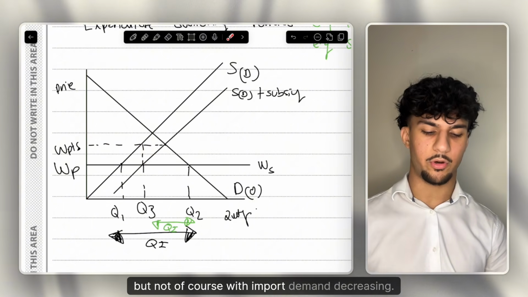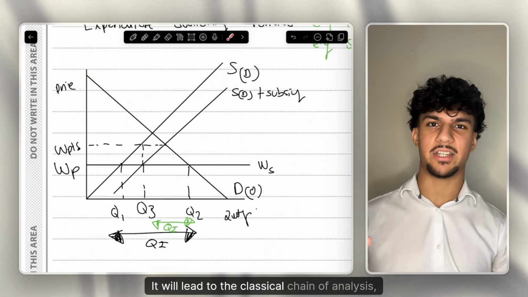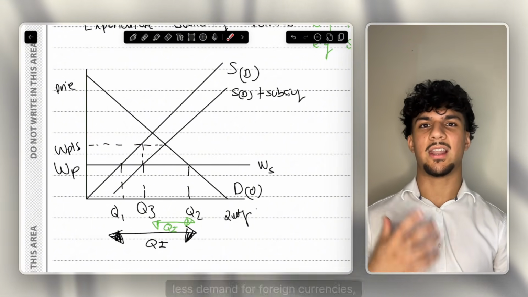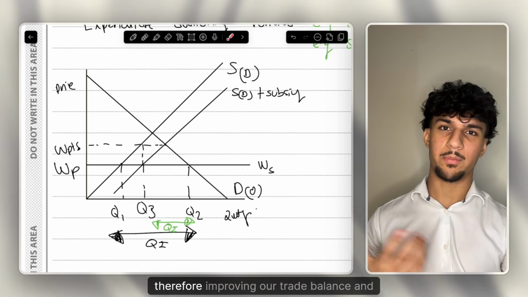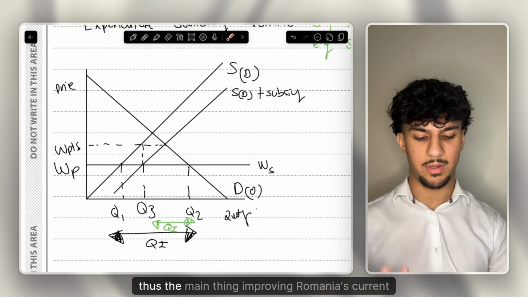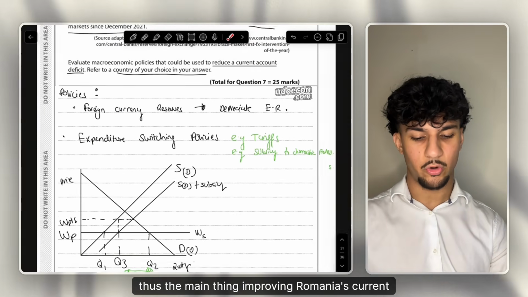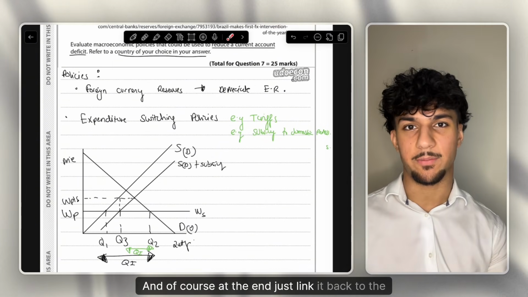But now, of course, with import demand decreasing, it will lead to the classical chain of analysis: less import expenditure, less demand for foreign currencies, therefore improving our trade balance, and thus the main thing, improving Romania's current account deficit. And of course, at the end, just link it back to the question.